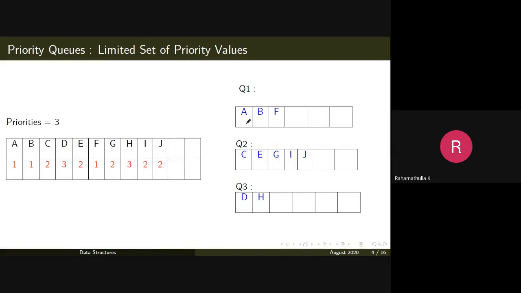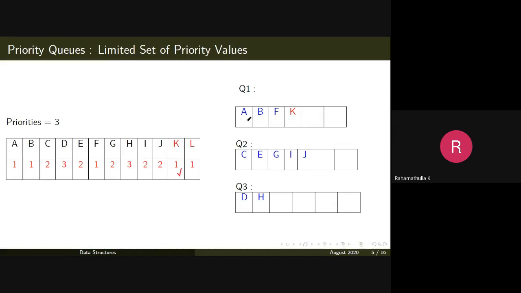Now if you try a delete operation, then the element from the first queue, the one with the highest priority, will be deleted. These are the elements with the highest priority: A, B, and F. In that, the element that has come first, A, will be deleted first, or that will be served first. What if you add one more element in this case? If you add another element K with a priority value equal to 1, then it will be entered into Q1.